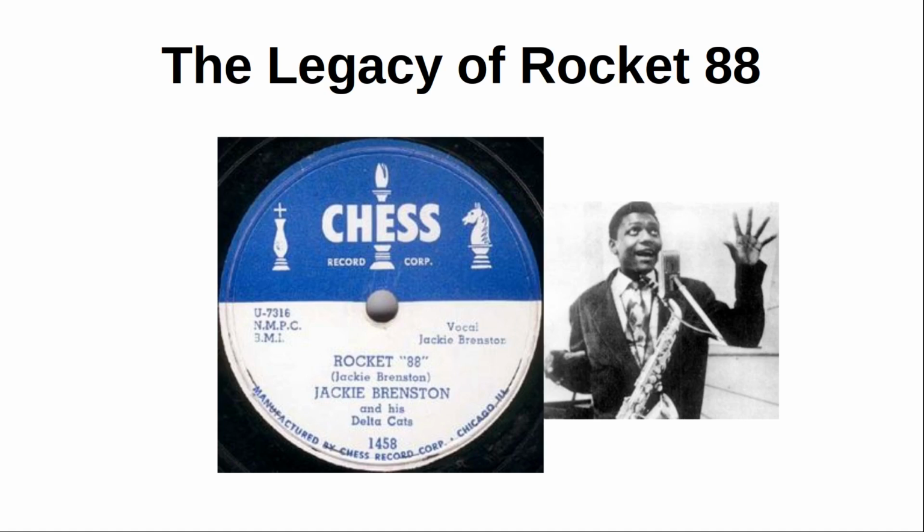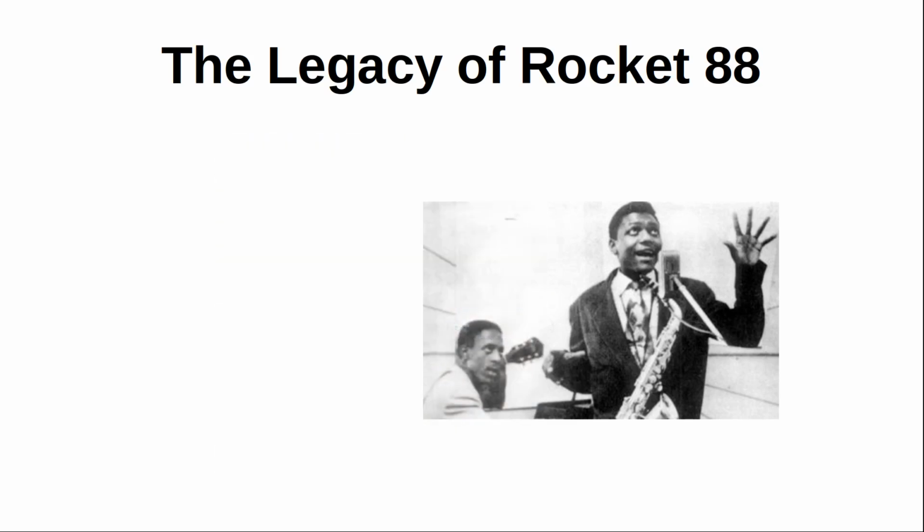But the sound of the record was harder, more aggressive, and importantly, more distorted than anything that you would have heard before. And that was because Jackie Brenston and his Delta Cats was actually Ike Turner and the Kings of Rhythm. They didn't record this record under their own name. They went and recorded it at Sun Records with Sam Phillips producing it.